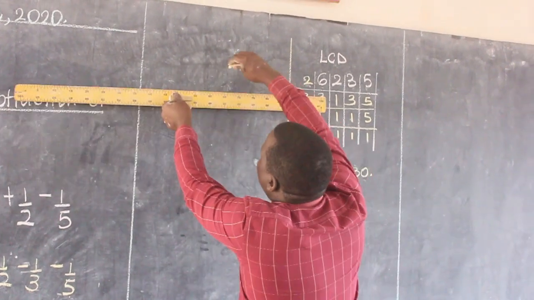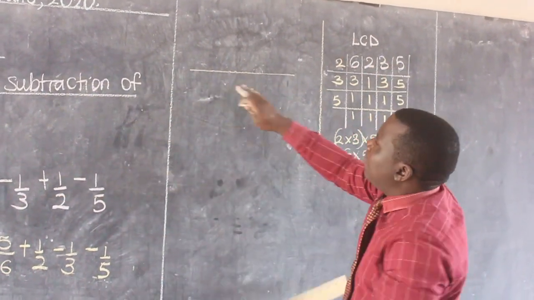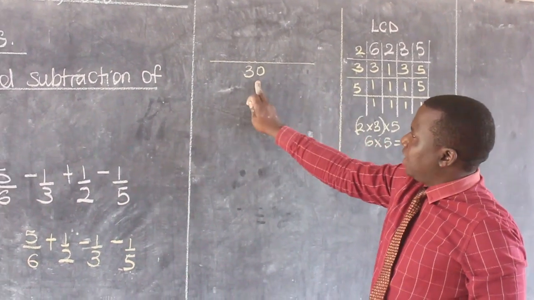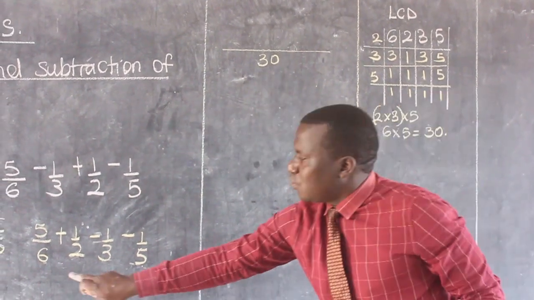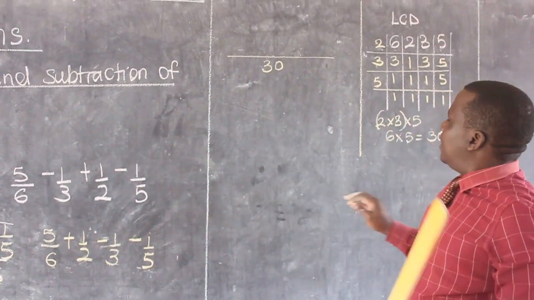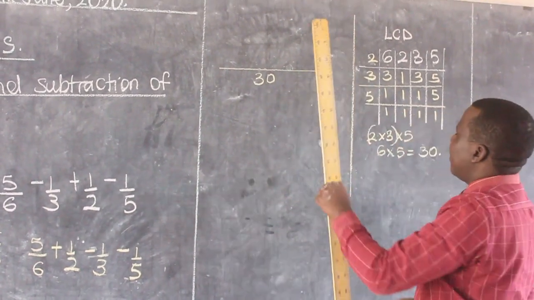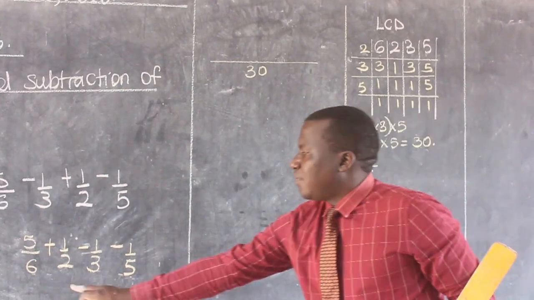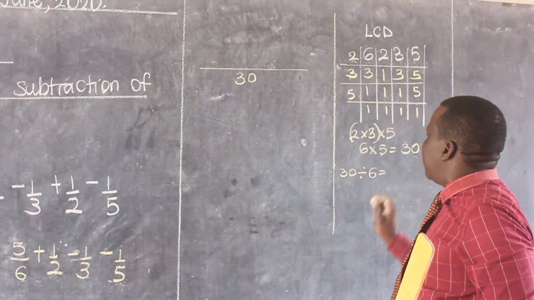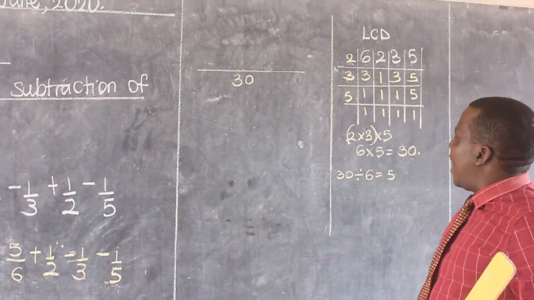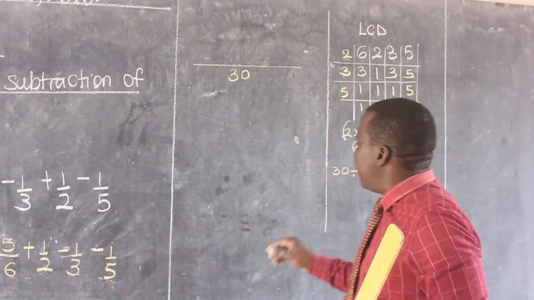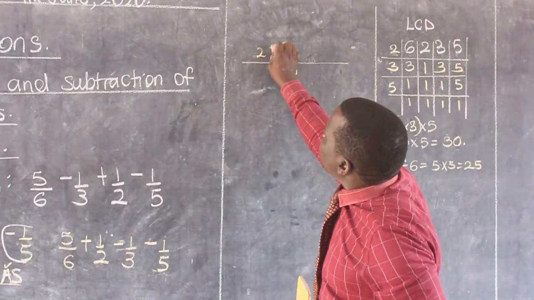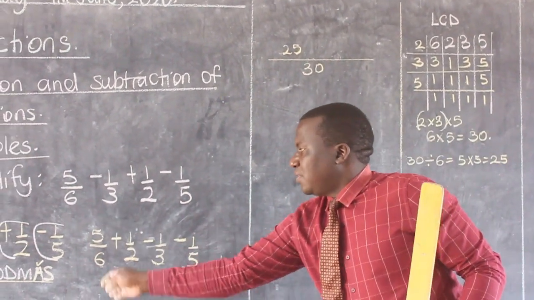So here we are going to draw a quotient line, and below it we shall put the 30. So this 30 is going to be divided by each of these denominators. This still falls under your side work. So we shall have 30 divided by the first denominator, which is 6, giving us 5. And that 5 multiplied by the numerator 5 gives us 25. Then you bring the 25 here. So you are done with the first fraction.